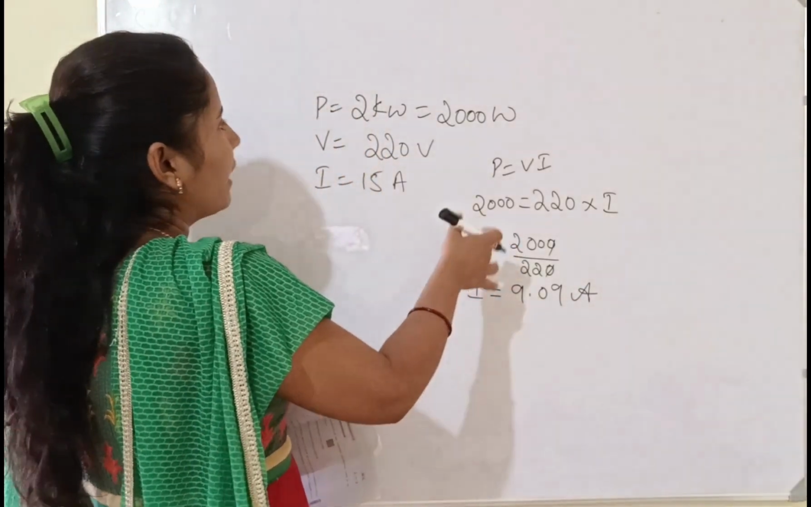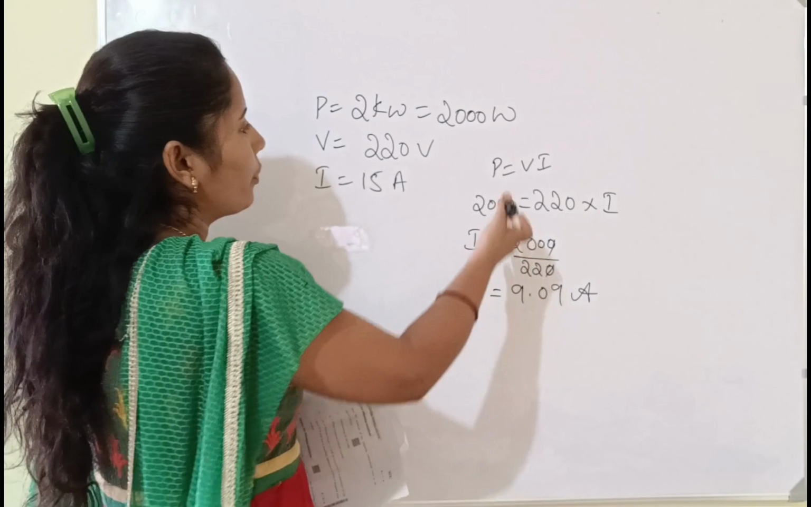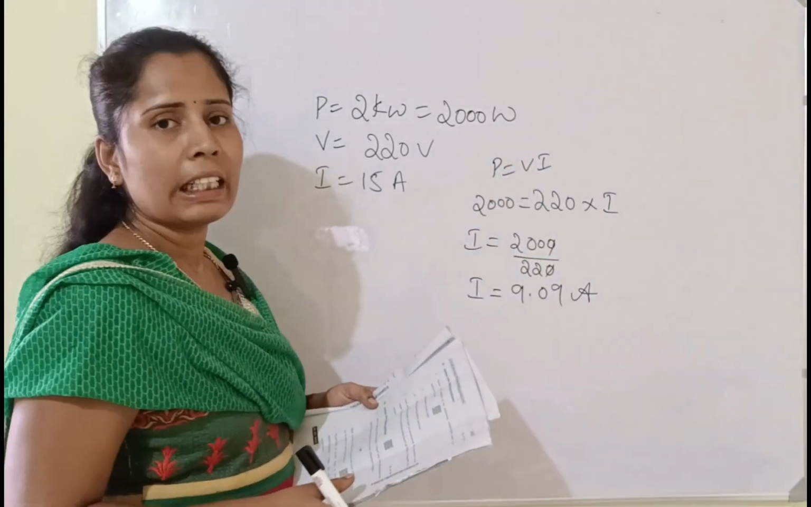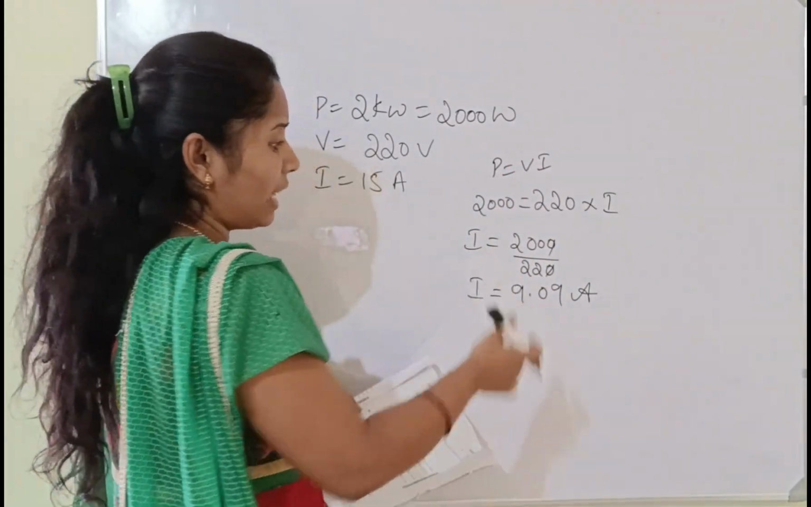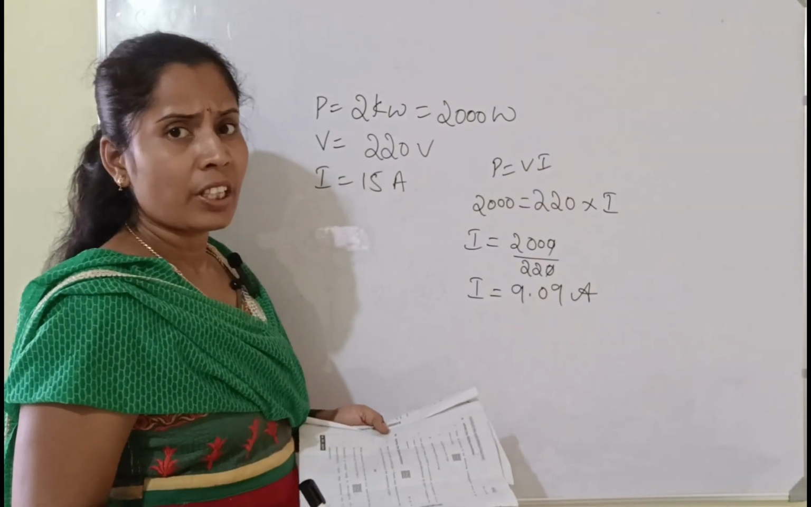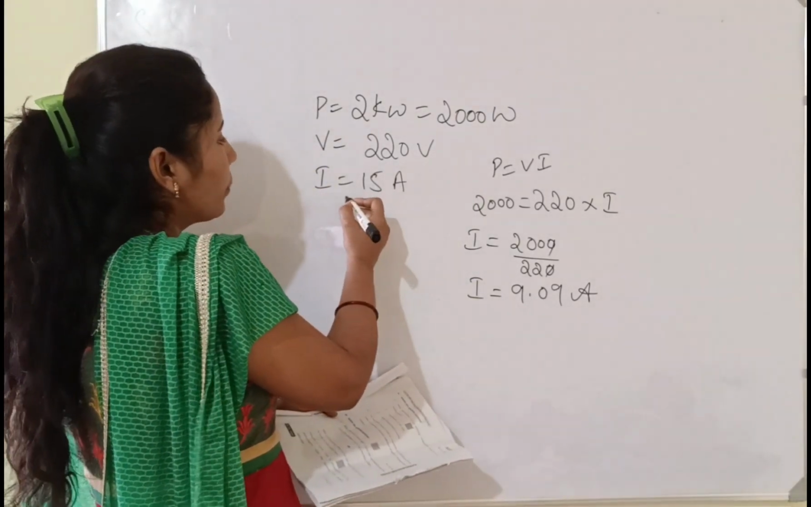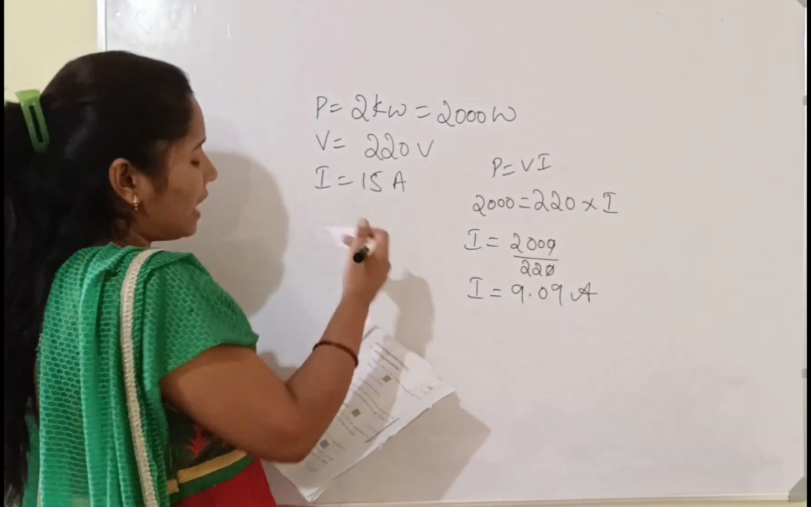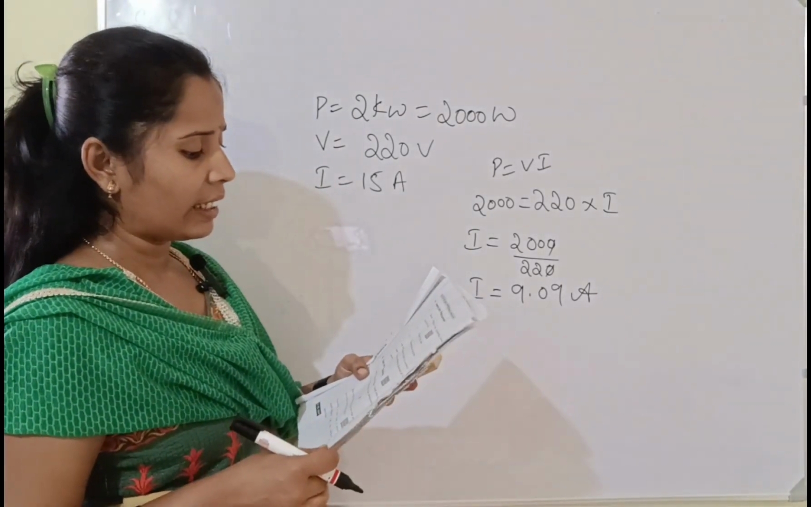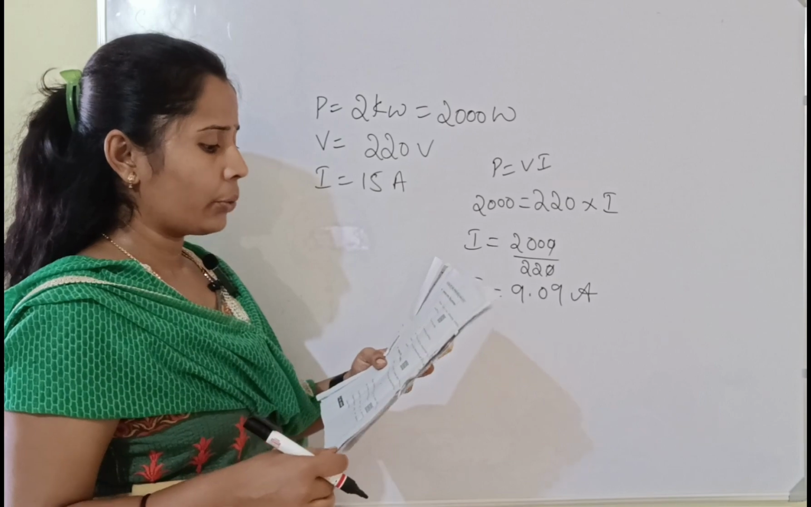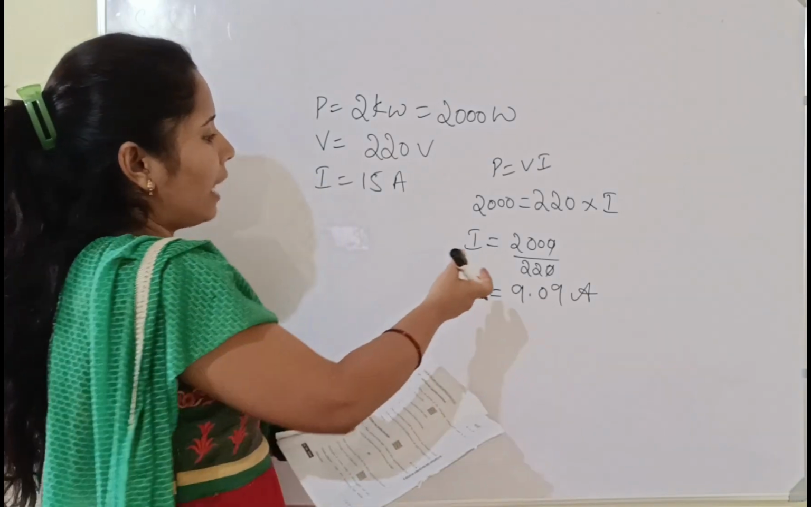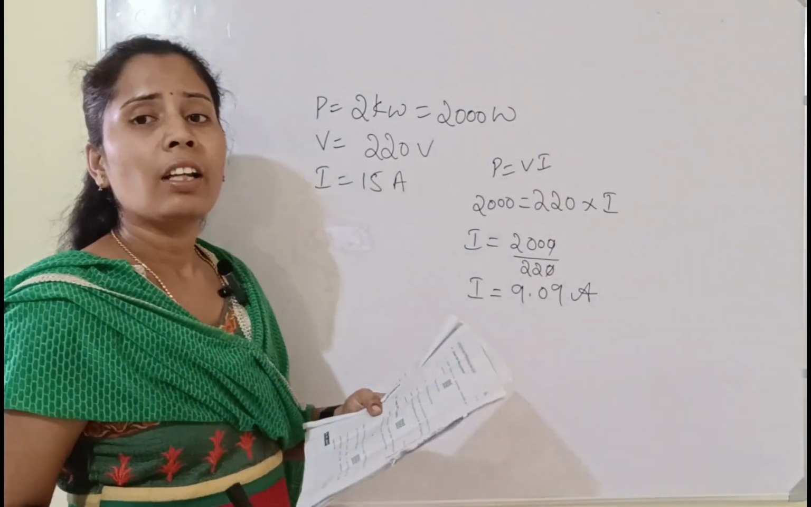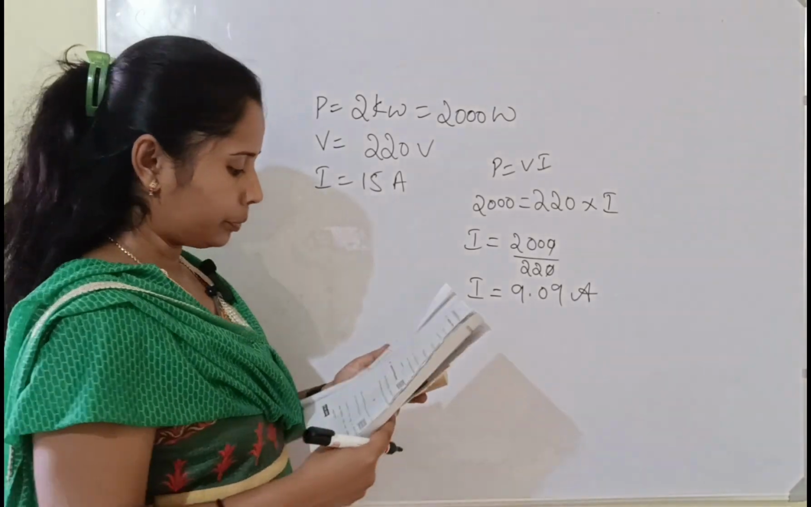So to connect a heater of power 2000 watt, the amount of current required is only 9 ampere, so that we can connect to a domestic circuit which has the current 15 ampere. Yes, for this you have to write, yes, we can connect the heater of 2000 watt because it can only consume 9 ampere of current.